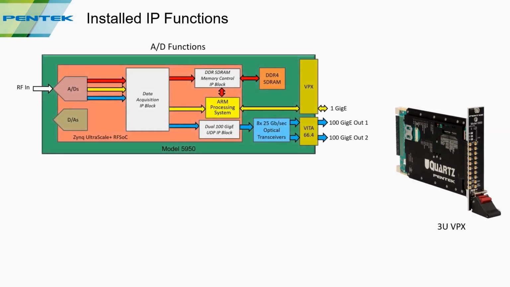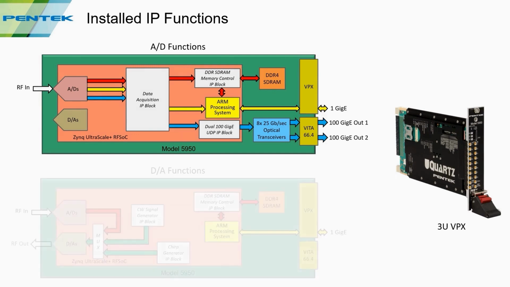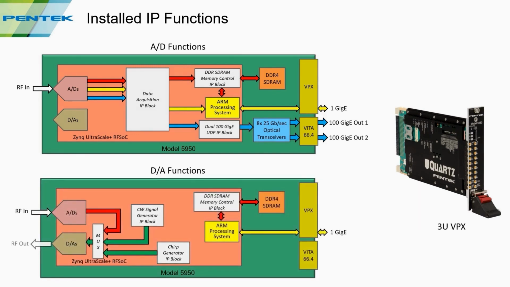All Pentek boards ship with pre-installed IP. What that means is when the board boots up, the FPGA loads from the flash with a full suite of functions ready to go. For the A to D in this case, we have a data acquisition engine. We also have a dual 100 GigE optical interface to stream data off the board. In the DAC direction, we have waveform generators, a test signal generator, and a chirp generator, so you could immediately start sending data out through the DAC.